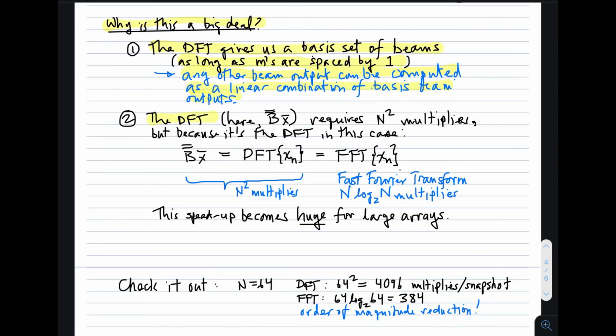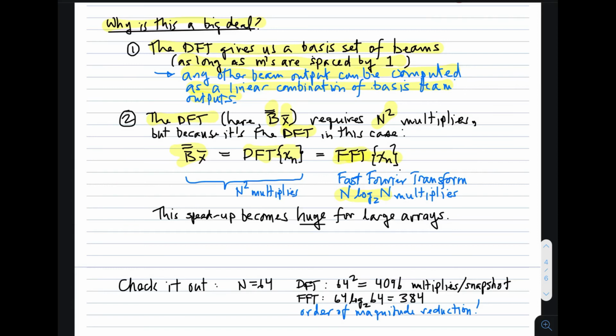Secondly, the DFT, which here we're writing as a DFT basis beamforming matrix times snapshot vector, that operation requires n² multiplies, as we determined earlier. But because it's the DFT, we know that the DFT can be computed much more quickly using a fast Fourier transform, and the results are the same. So this operation that we've set up, which requires n² multiplies and is the DFT of the snapshot vector, can be alternatively computed as the FFT of the snapshot vector. And the beautiful thing is that the FFT requires not n² multiplies, but only n log base 2 n multiplies, which is a smaller number.